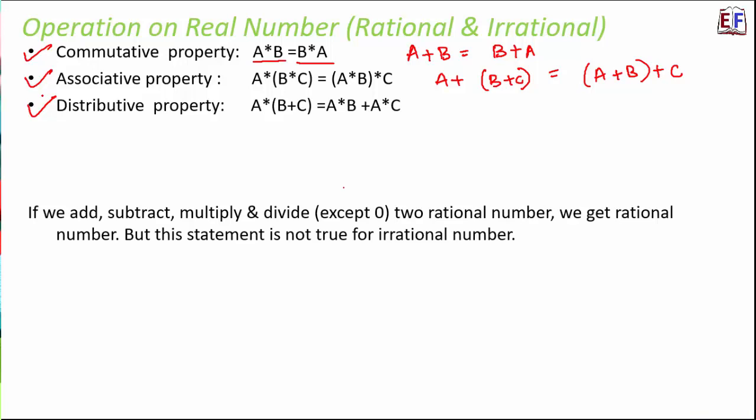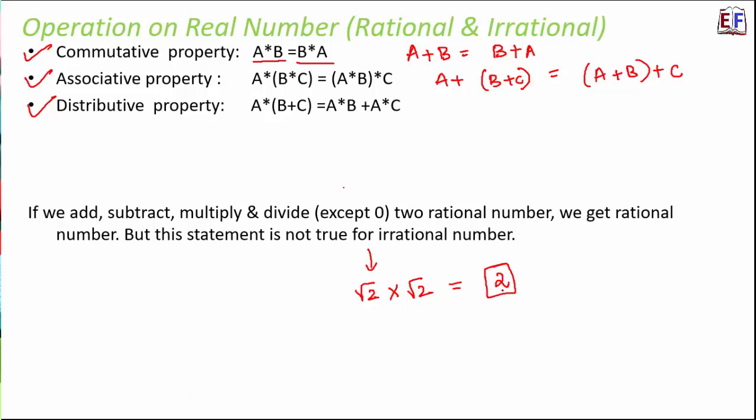If we add, subtract, multiply or divide two rational numbers, we get a rational number. But that is not true for irrational numbers. It is not necessary that if we multiply two irrational numbers, we will always get an irrational number. For example, root over 2 is an irrational number. But if it is multiplied by root over 2, we get 2, which is a rational number. So the product of two irrational numbers becomes rational in this case.